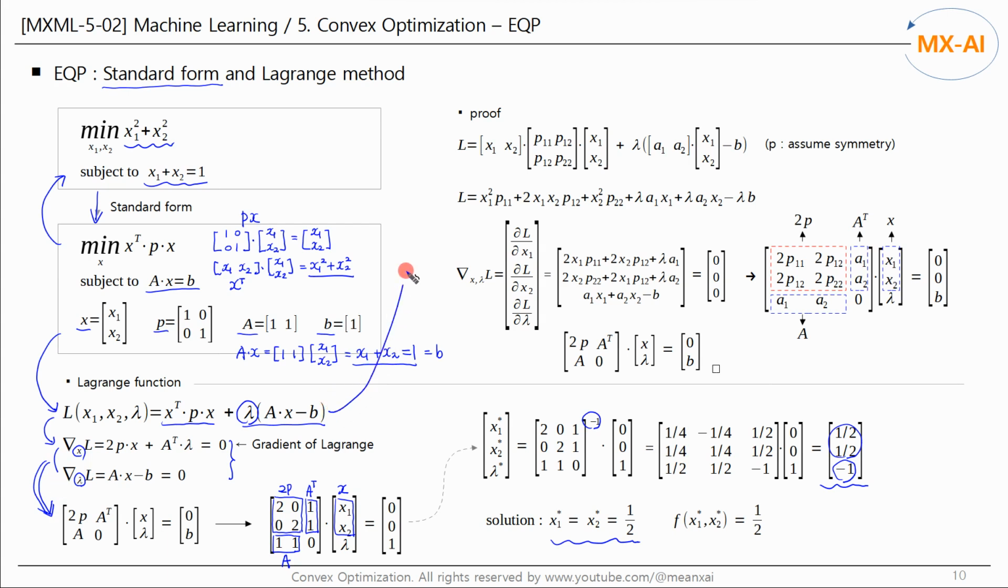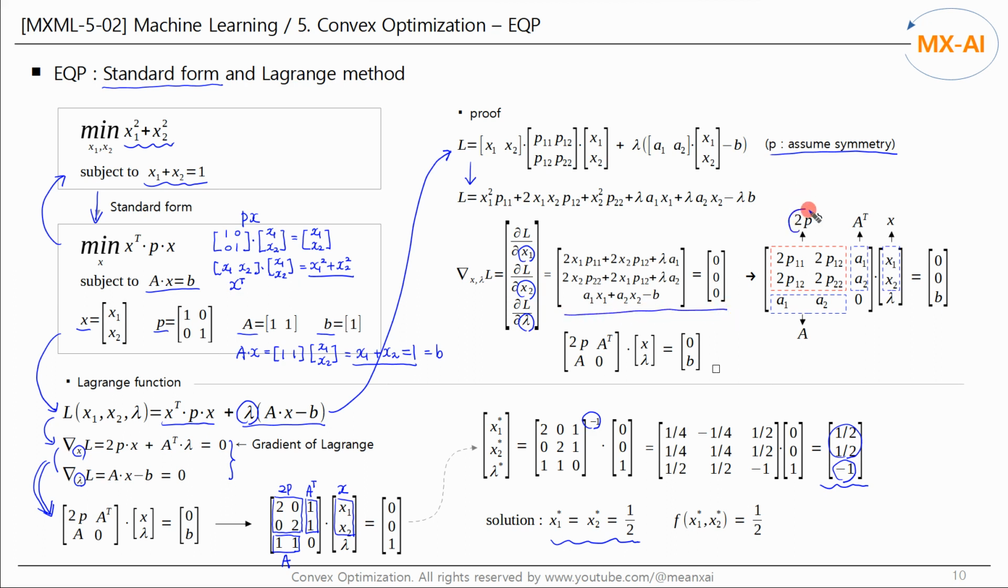The Lagrange function can be expressed as a matrix equation as follows. This equation can be summarized as follows. Here, matrix P is assumed to be a symmetric matrix. Differentiating this equation with respect to x1, x2, and lambda respectively, we get this.